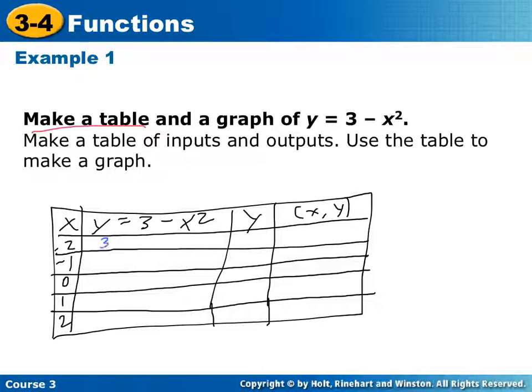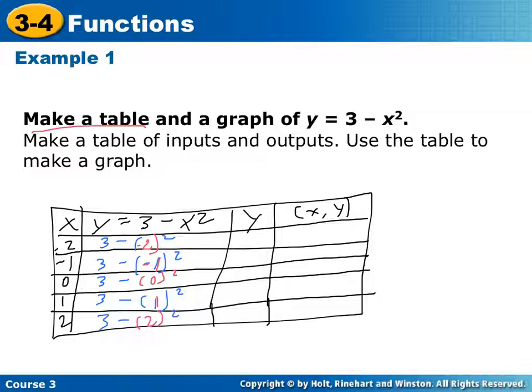So I get 3 minus -2 squared. My next one would be 3 minus -1 squared. Next one is 3 minus 0 squared. 3 minus 1 squared. Next one is 3 minus 2 squared.